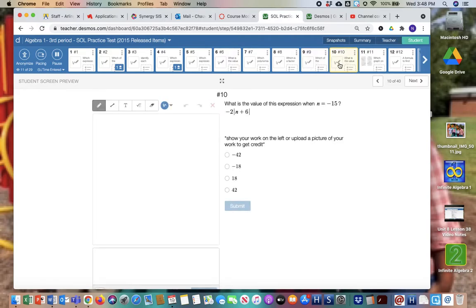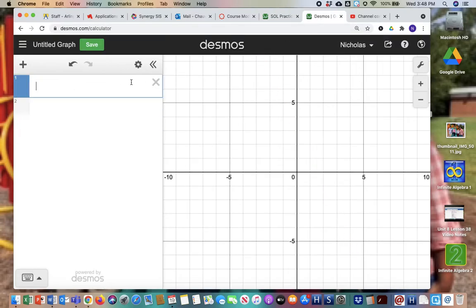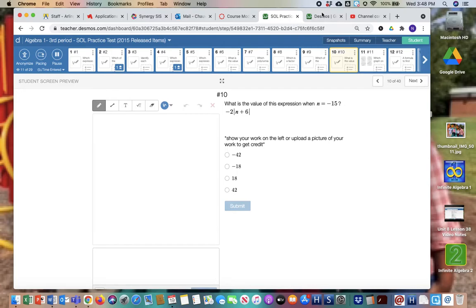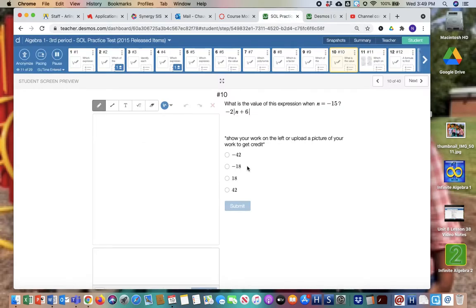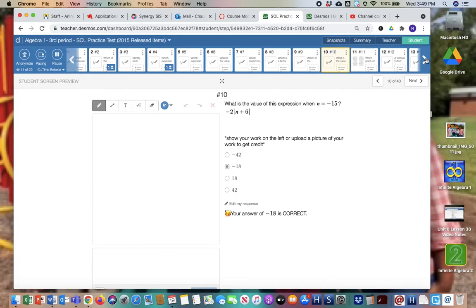What is the value of the expression when n is negative 15? So you should get this correct. You copy it. You put it in Desmos. Remember, they hate seeing the n, but you can just hit add slider so we can get an answer. So now what does it tell me n is? N is negative 15. So just put a negative 15 in here. And what does it say? Negative 18. And that's it. So use Desmos to help you there.